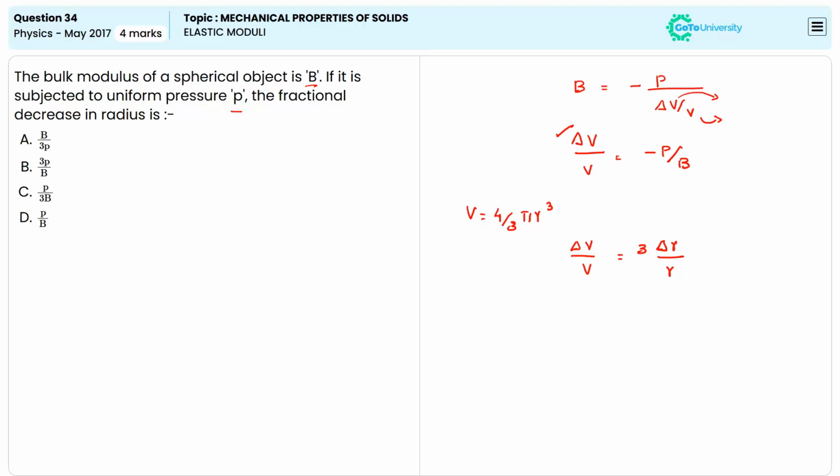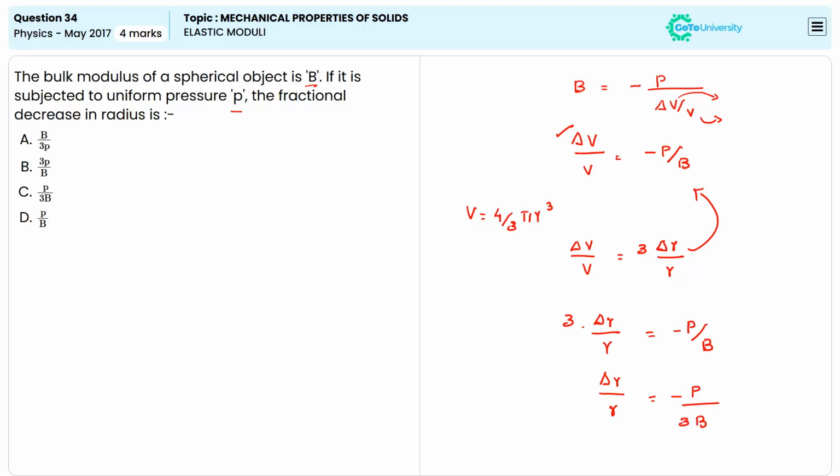So again, we can equate this with pressure. We can write 3 times del R divided by R will be equal to minus P divided by B. The question here is about the fractional decrease in radius, which means we are calculating del R divided by R. So when we rearrange the equation, we get the answer of minus P divided by 3B.